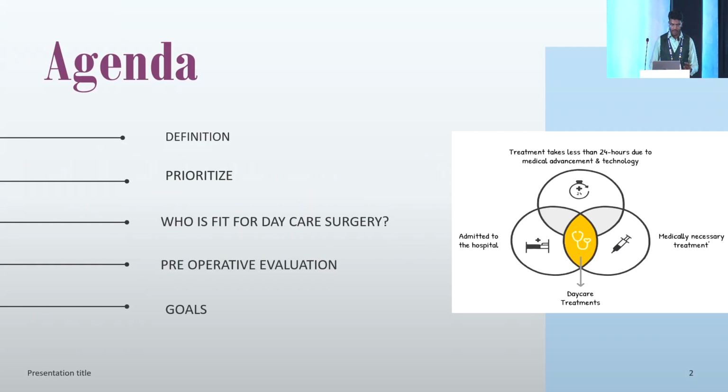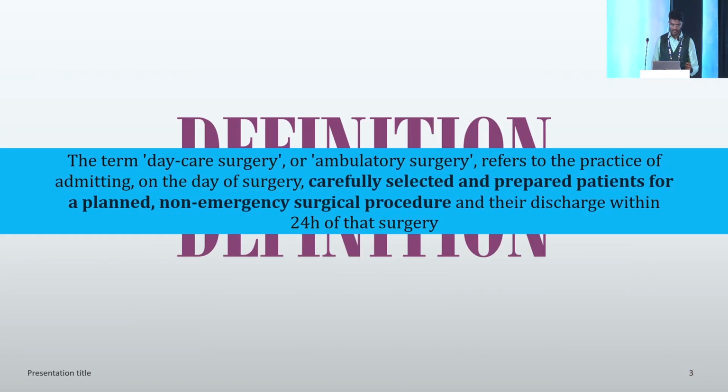So the overall agenda is to describe and define what a daycare surgery in ophthalmic practice is. How do we prioritize the different sets of patients? Who is fit for daycare surgery? That is going to be the heart piece of our talk today. And pre-operative evaluation, and what are the goals we try to achieve by doing this proper assessment. So we'll start with the definition, which very much has the essence of it. Daycare surgery or ambulatory surgery refers to the practice of admitting the patient on the day of surgery after being carefully selected and prepared for a planned non-emergency surgical procedure. Now this is very important. The reason I've highlighted it is the careful selection and planning that goes with it.